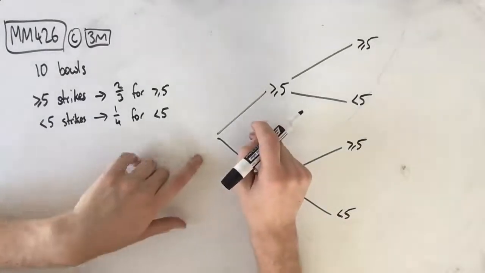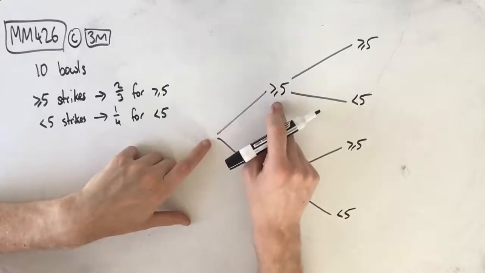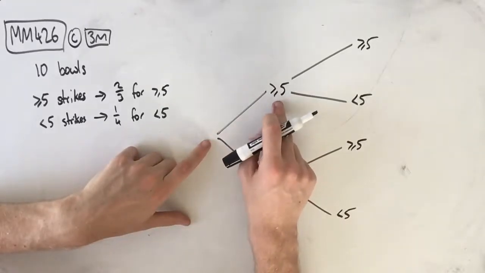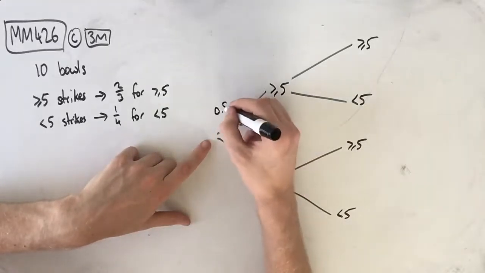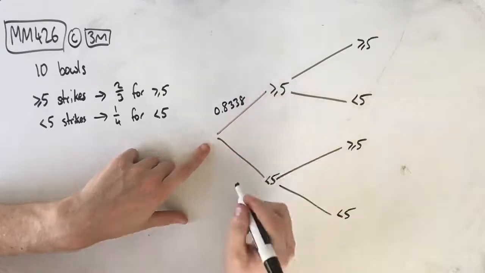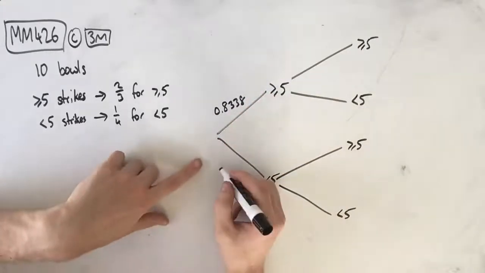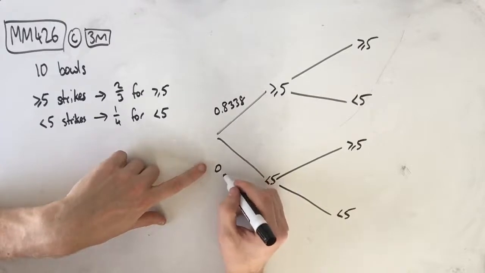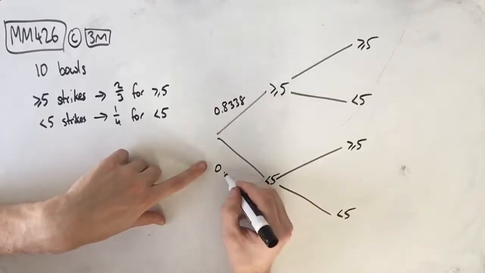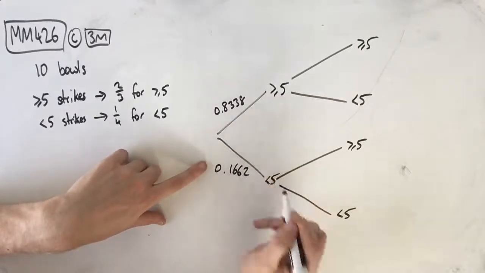Now, we know that the probability that he scores greater than or equal to 5 in the first game is 0.8338. We found that in the previous part. So this is probably the trickiest part of this question, is remembering that and recognizing that. Which means that the probability that he gets less than 5 is 0.1662.